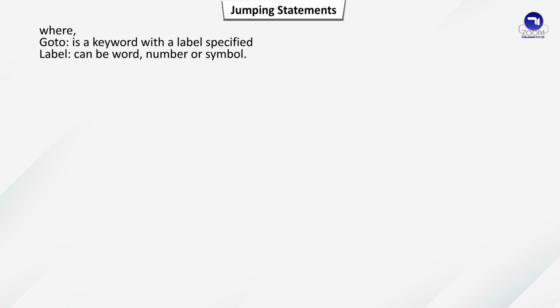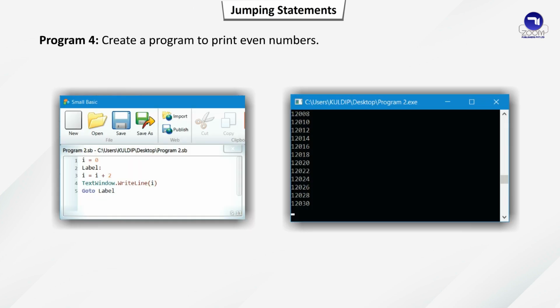Where goto is a keyword with a label specified. Label can be word, number, or symbol. Program 4. Create a program to print even numbers.